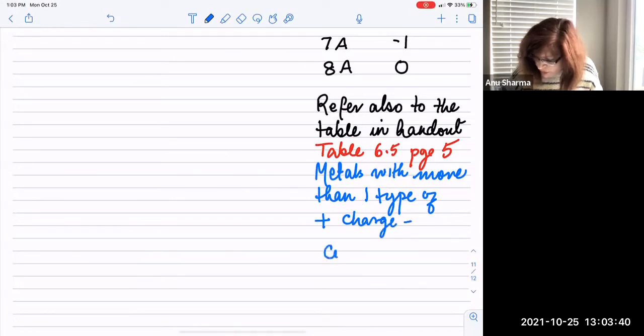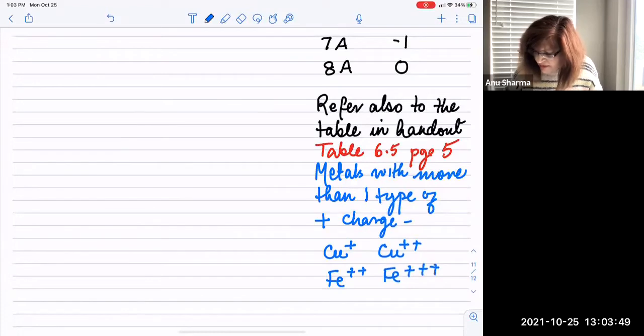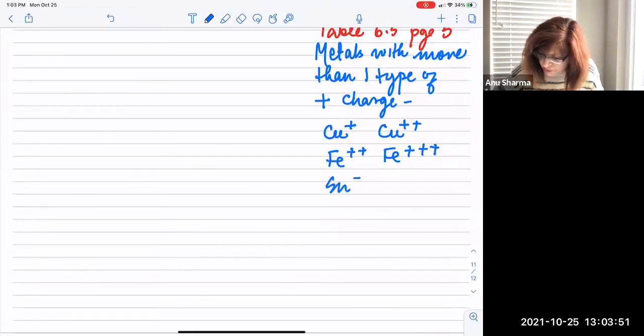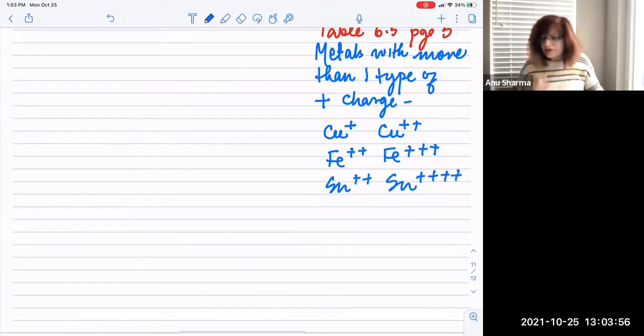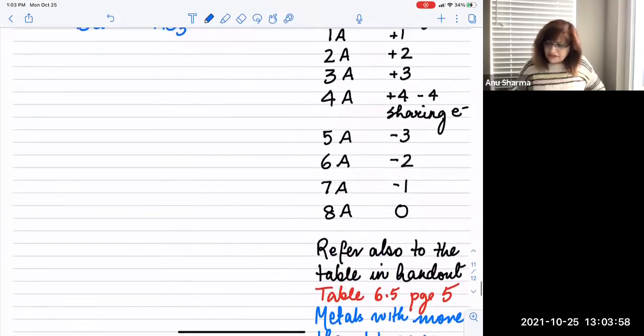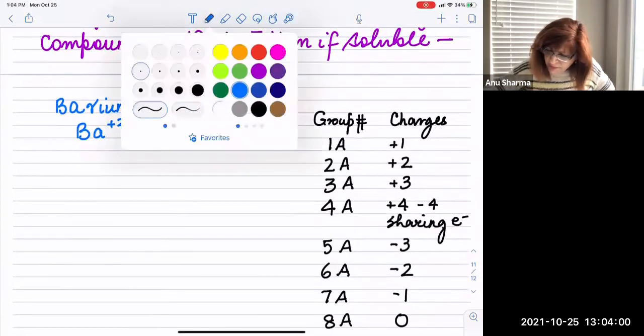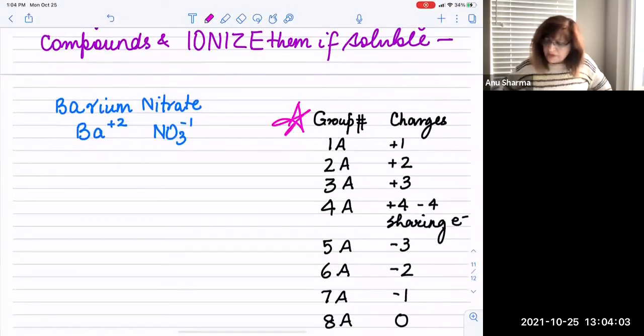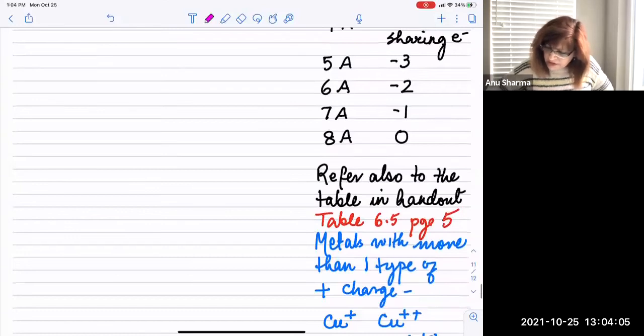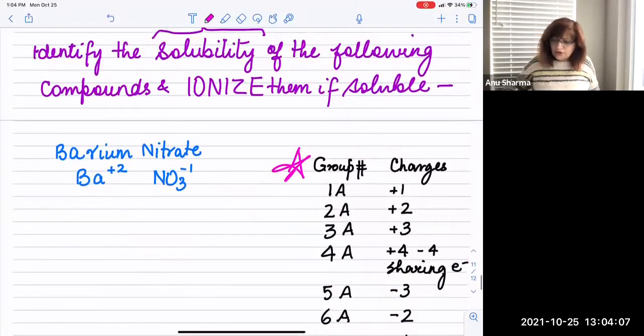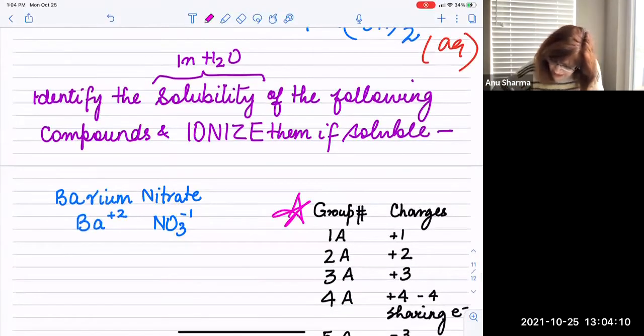Like, for example, copper can go to copper +1 and +2 state. Iron can go to +2 and +3 state, right? And then tin can go to +2, and tin can also have +4 state. Okay, so these are the very important pieces here. This is one piece, and this is also in your table, and then the second is this table.